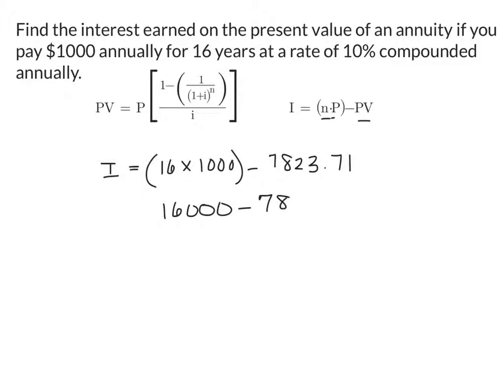Next, you'll subtract $7,823.71, and we get a final answer of $8,176.29, and that's the amount of interest earned on the present value annuity.